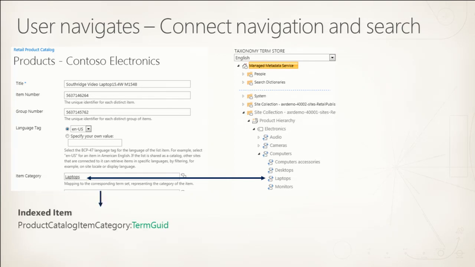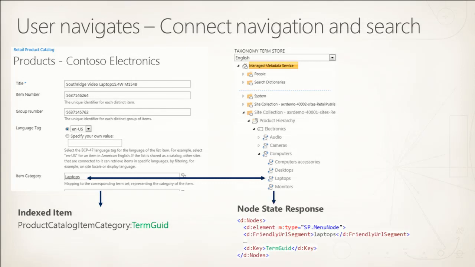So if you index that item, and the naming I'm using here can be wrong because it depends on how you actually map the crawl properties to managed properties, and there are other sessions on that. But you can imagine, in this case, we have a managed property called product catalog item category, and it's indexed with the term GUID from the navigation, actually. And if you look back to the node state again, at some point you saw there was a GUID in there. So what we now have is two term GUIDs which are equal in the navigation and in search. So what we have to do now is basically combine them if we search.